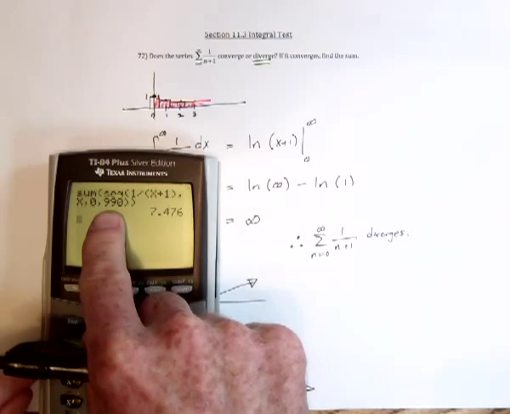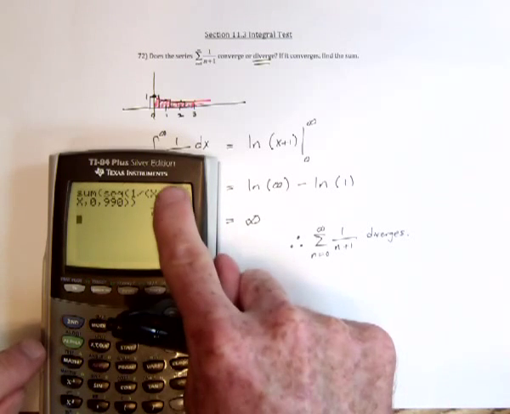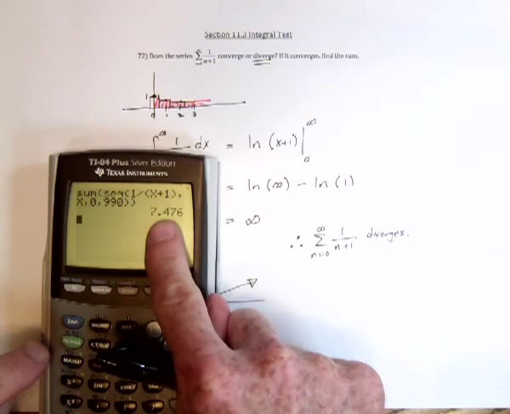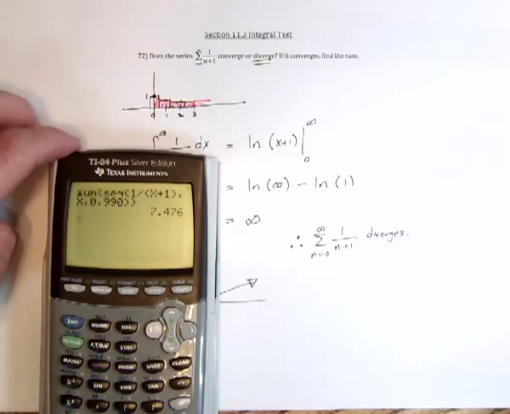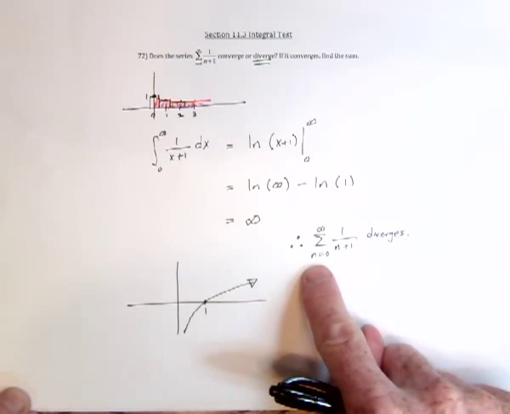So this is what I was saying earlier. It's going to infinity, so it jumped from 5.1 to 7.4, but it's going very slowly. That's this idea. Natural log does go to infinity, but it really takes its time getting there.